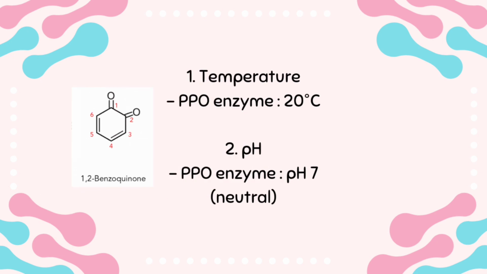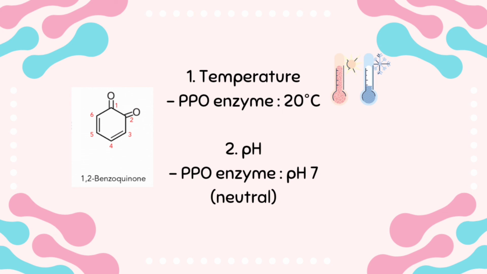There are rules for the reaction to occur. Firstly, orthoquinone can only polymerize under certain conditions, which are the temperature and the pH. For the temperature, studies have shown that the polyphenol oxidase enzyme reacts best at around 20 degrees Celsius. If the temperature is higher or lower than the optimal temperature, polyphenol oxidase becomes completely inactive and will not react.